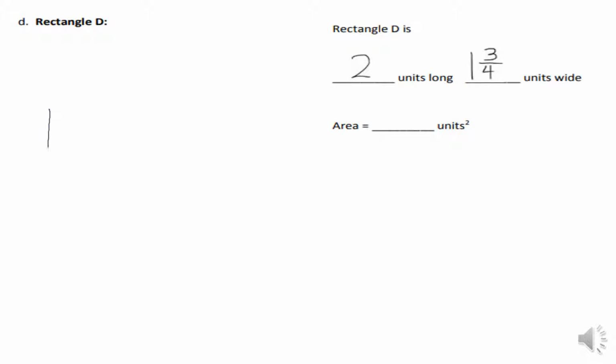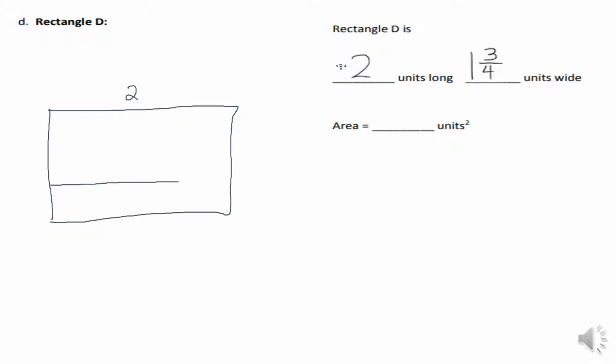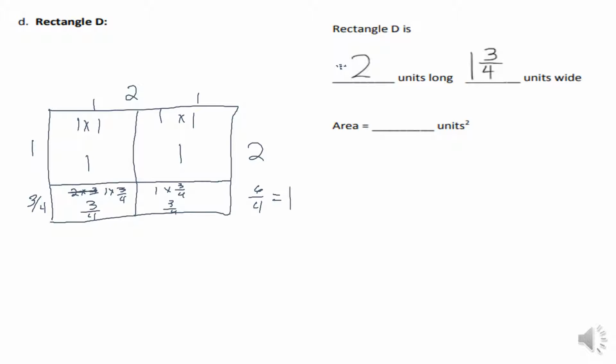On D, it says 2 units long, 1 3/4 wide. I'm going to swap it around because it doesn't really matter how we change it up, because we're multiplying. This can be 1 3/4. Now I could split these up so that each one of these blocks is 1, and that makes 1 times 1 for this block, 1 times 1 for this block, and 1 times 3/4, which gives us 3/4 here, and 1 times 3/4, which gives us 3/4 here. So we end up with 2 6/4, which 6/4 actually equals 1 2/4. So we can see our answer would be 3 2/4.